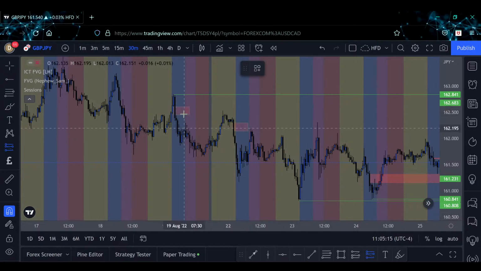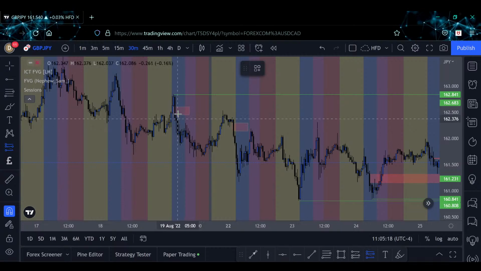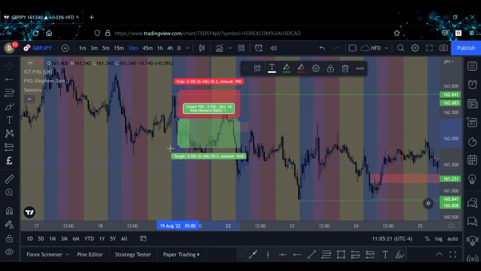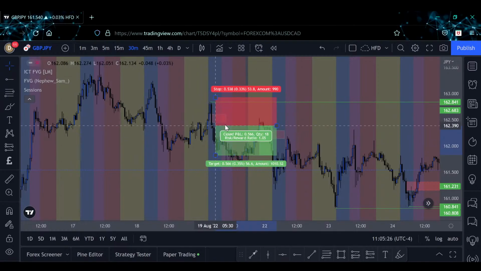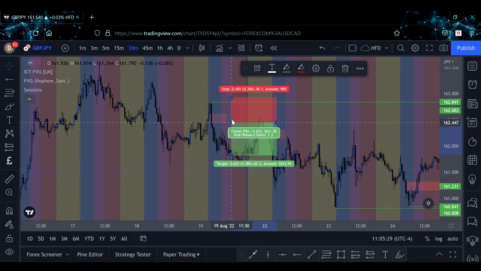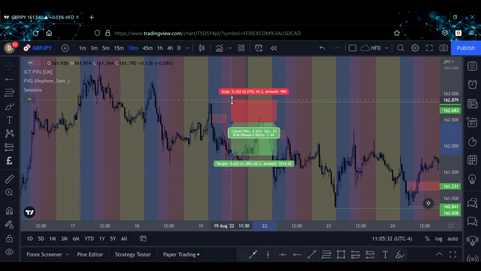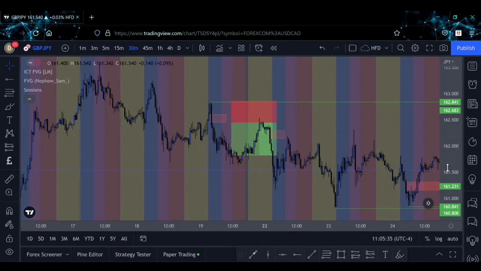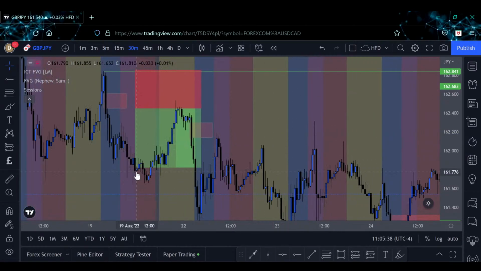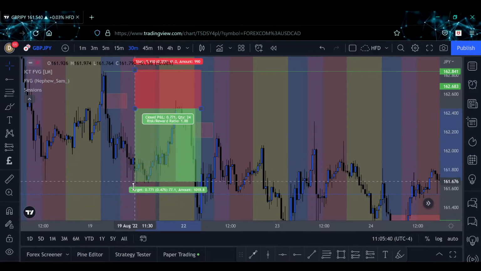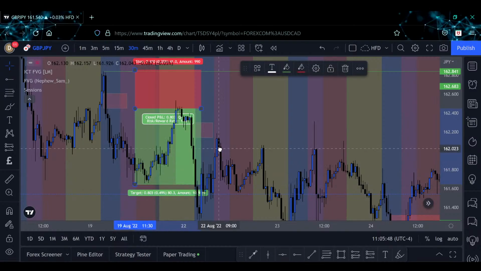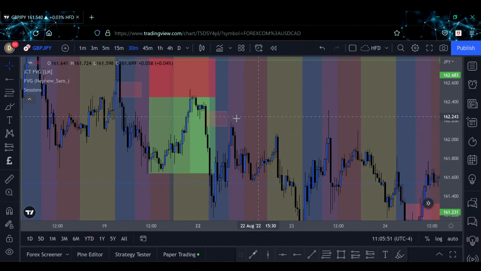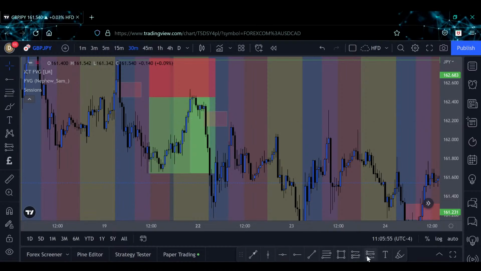We could have had a bit of stuff. Could have just had a trade set like that, on the edge of the gap. Stop loss above. Target no lows. Nice. Two hard trades. And then another one here.